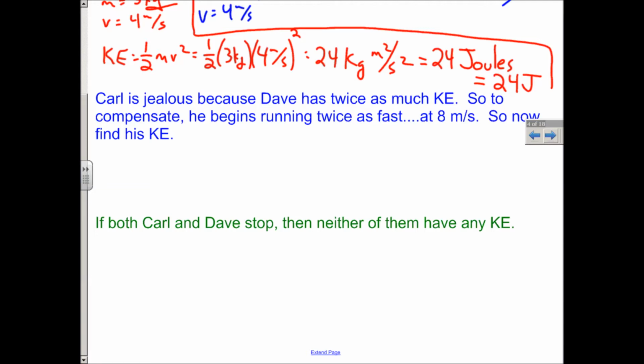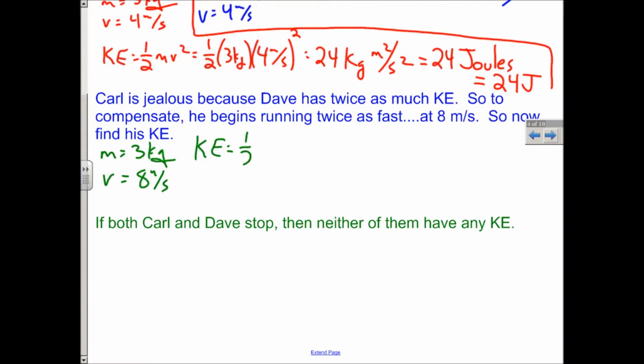All right, so let's see. Carl still has a mass of only 3 kilograms because he's just a skinny little cat. His velocity is now 8 meters a second. He's really moving. And we're going to find his kinetic energy. So let's see what happens. Hopefully, if we have twice the velocity, we'll get twice the kinetic energy, right?